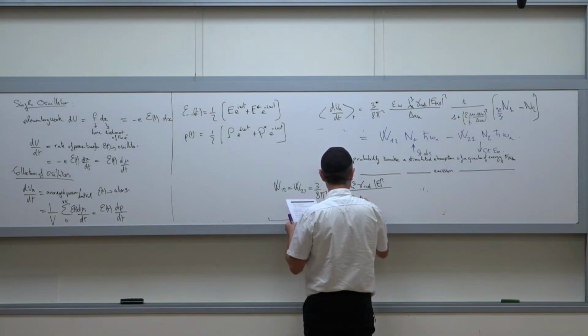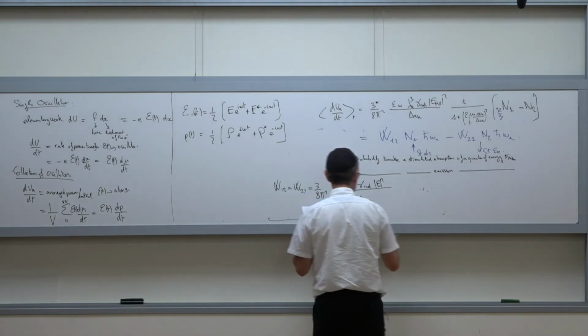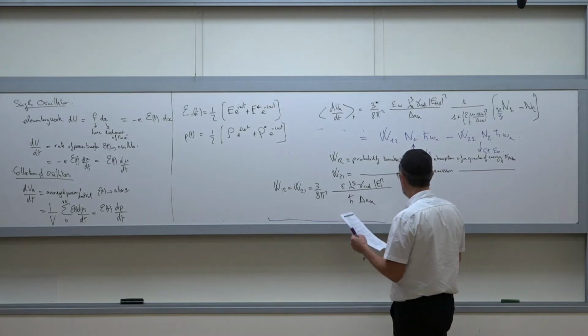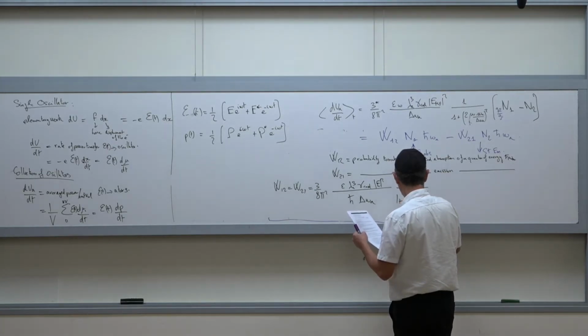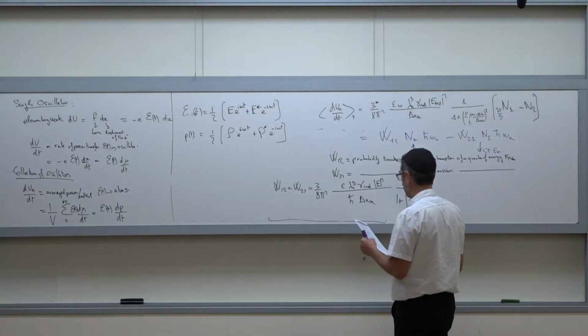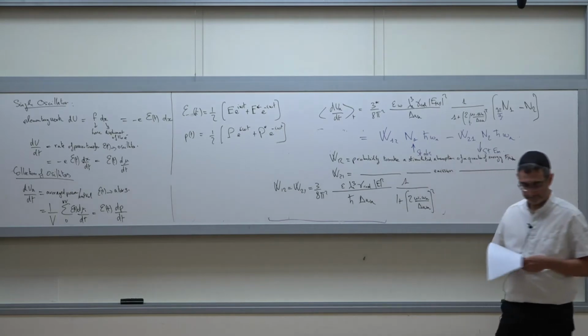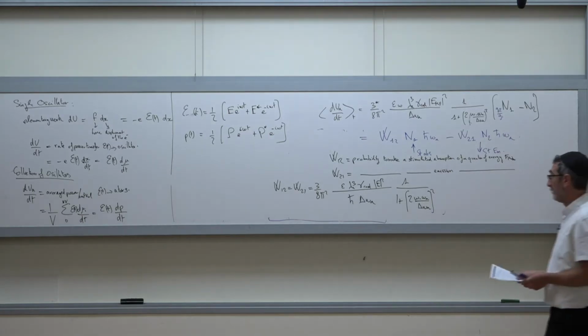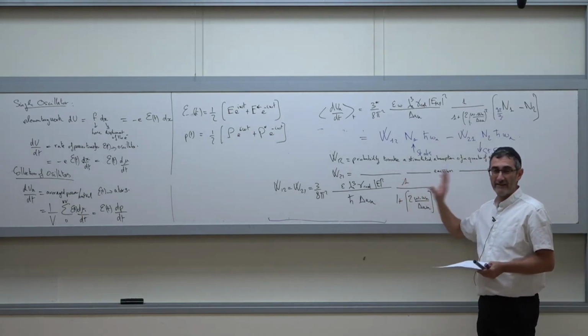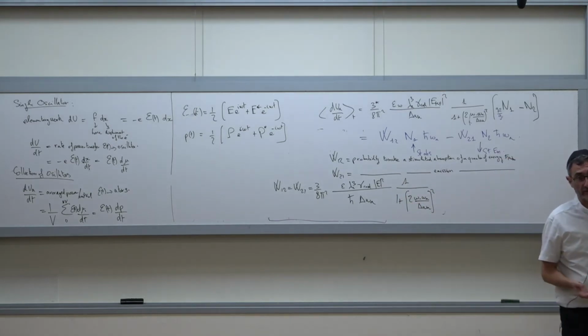H bar delta omega A times the bell shape of the Lorentzian, 1 over 1 plus 2 omega minus omega A over delta omega A squared. Okay? So it's nice. We are describing here the stimulated transition, and we can write exactly the expression for the probability for this transition.